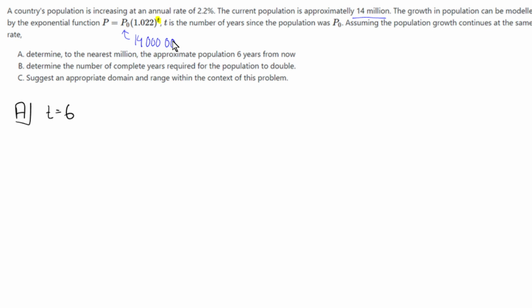Instead of writing it like this, I'm going to use scientific notation. I'm going to write 14 times 10 to the power of 6. That's my p0. So now we can plug it in. So p equals 14 times 10 to the power of 6 times 1.022 to the power of 6. And if we evaluate this, we're going to get 15,952,671.